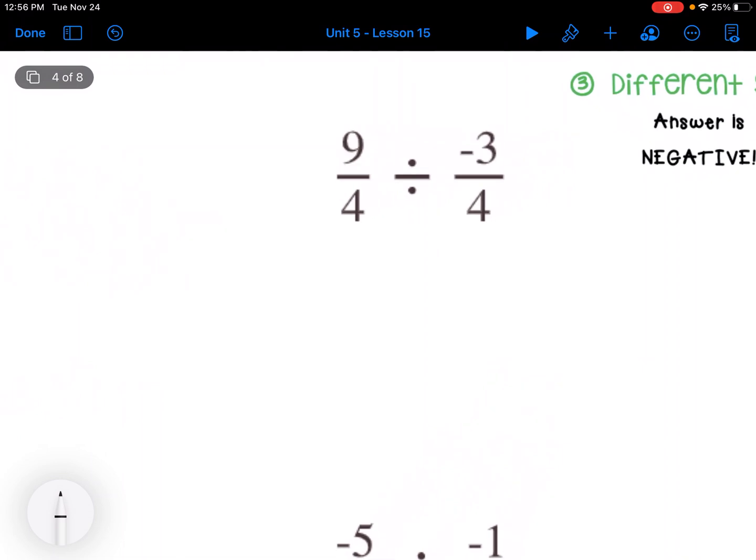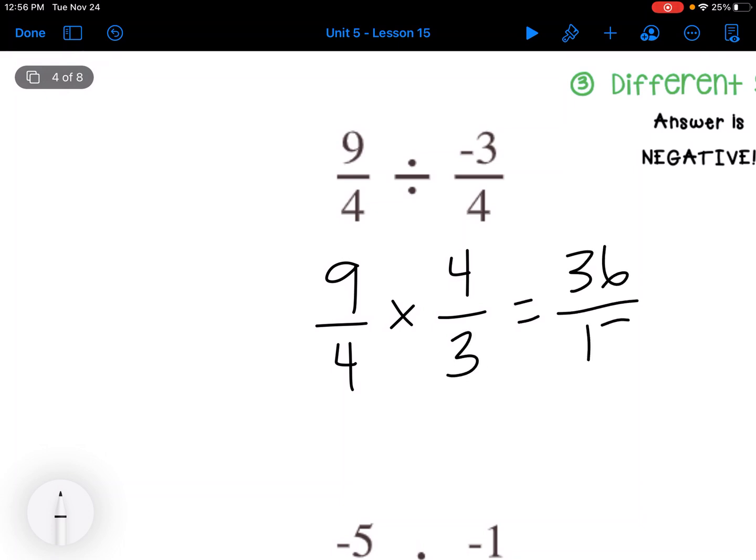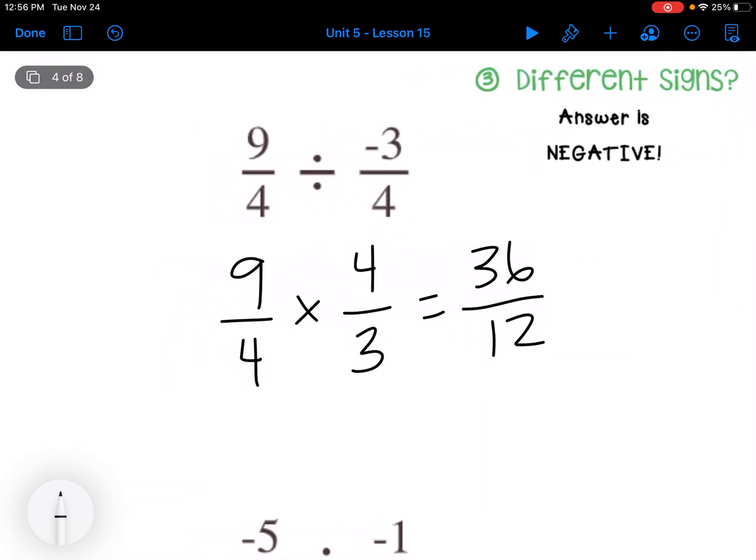Okay, so I have 9 over 4 times 4 over 3. I end up with 36 over 12. Now I can reduce that. 12 goes into 36, or 36 divided by 12 is 3. So I have a negative and a positive, so my answer is going to be negative 3.